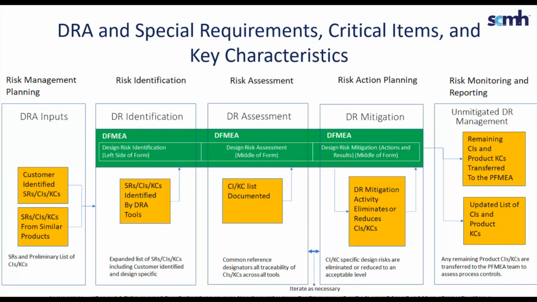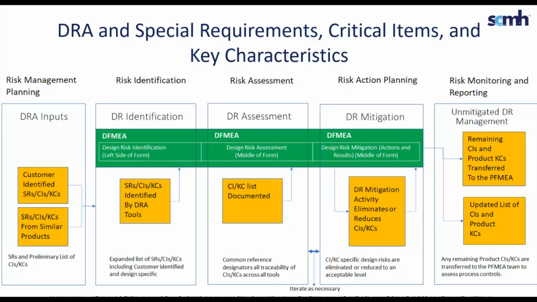CIs and KCs identified during the DRA form a special kind of design risk. If they remain in the design as a product CI or KC, there will be lifecycle cost impact to actively manage these over the life of the product. If these design risks can be mitigated or eliminated by changing the design, that will have a positive impact on product lifecycle costs.